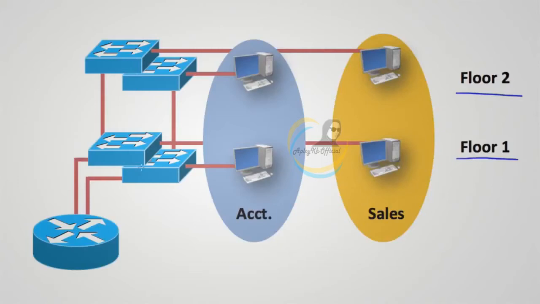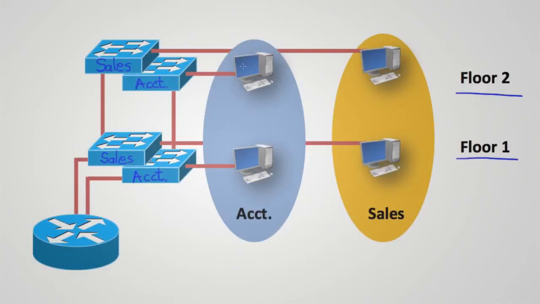If we were to put a switch in place of those hubs, this is what it would look like. We have a switch on that second floor dedicated just to the accounting network. Let's say that this switch is a sales switch on floor 2, and this is an accounting switch on floor 2. We've got a sales switch on our first floor, and we've got an accounting switch on our first floor. Let's take a look at how traffic would flow in this network.